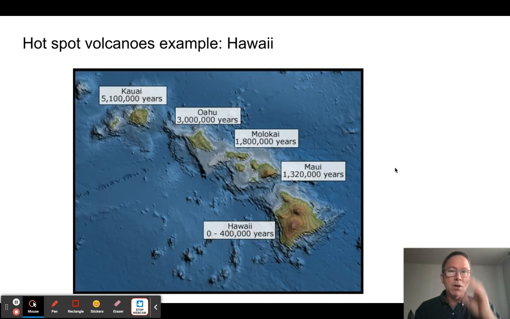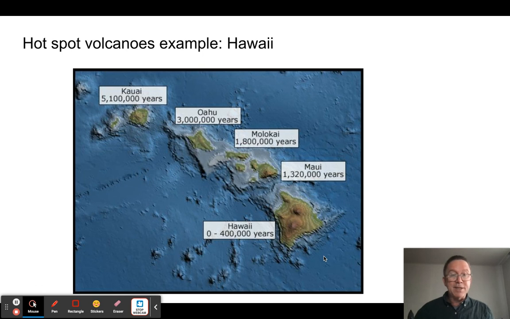So here's a map showing the Hawaiian Islands. We see the big island of Hawaii has basically the youngest rocks we find there, about 400,000 years old. We go to Maui, about 1.3 million, Molokai 1.8, Oahu 3 million, Kauai over 5 million years old. And there's a new volcano forming here because the Pacific plate is moving this way, and it's going to carry the Big Island off of this hotspot, and all the volcanoes here will go extinct, and a new island is going to form over that hotspot.